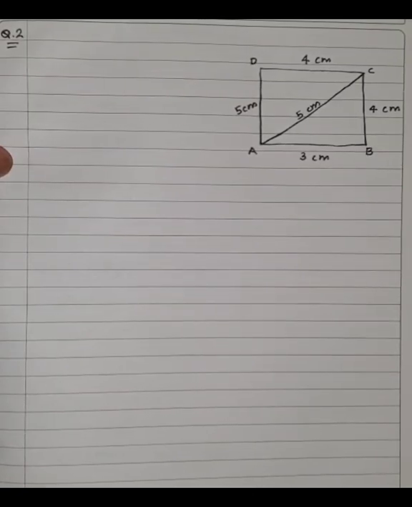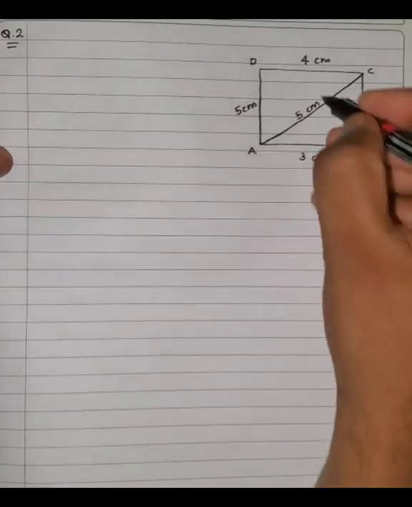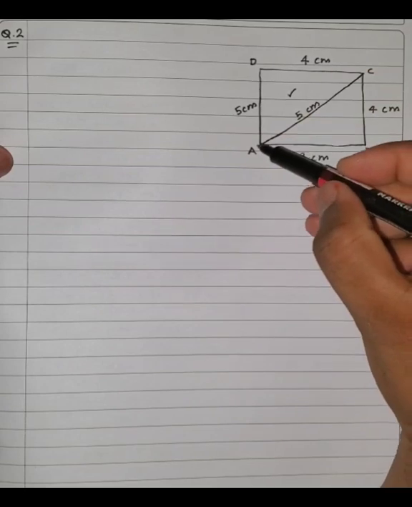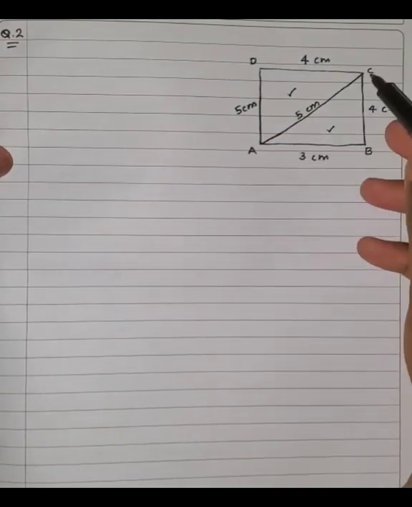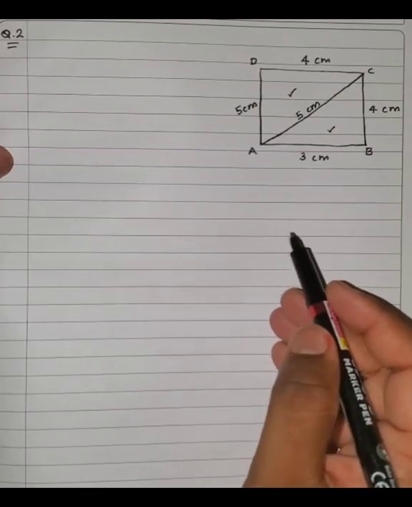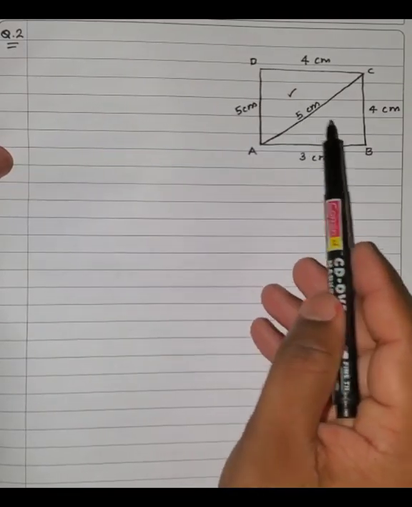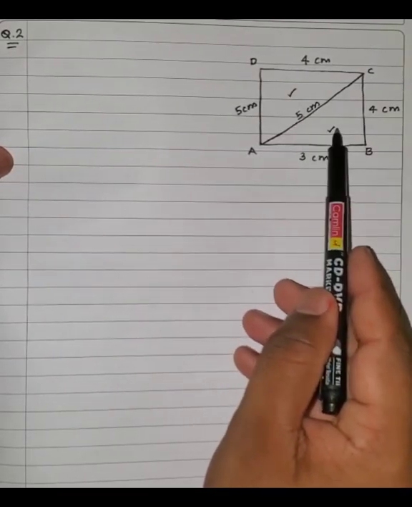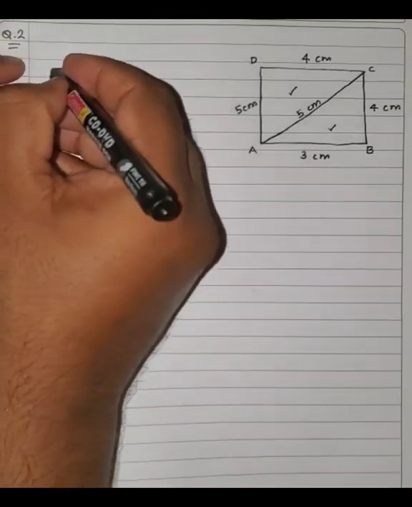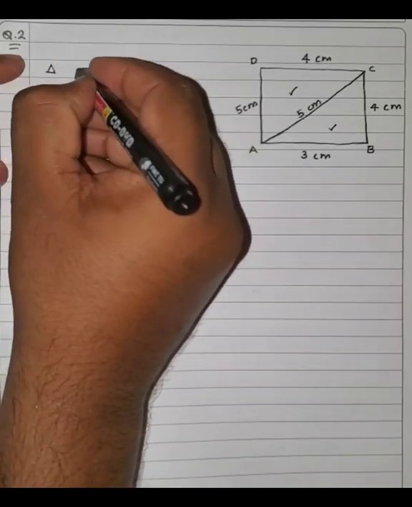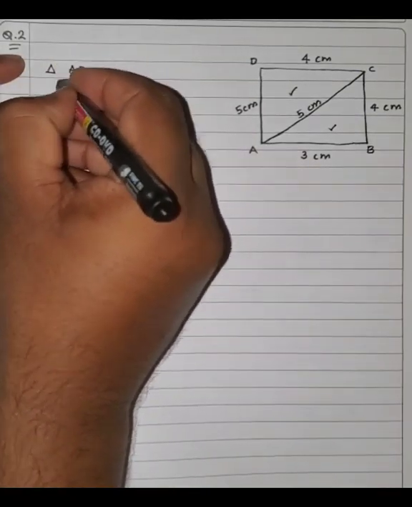As you all can see, the quadrilateral has been divided into two triangles, triangle ADC and triangle ABC. So what we'll do is, we'll find the area of these two triangles individually, add them up to get the area of the quadrilateral. Let's do that. So first, let's take triangle ADC.